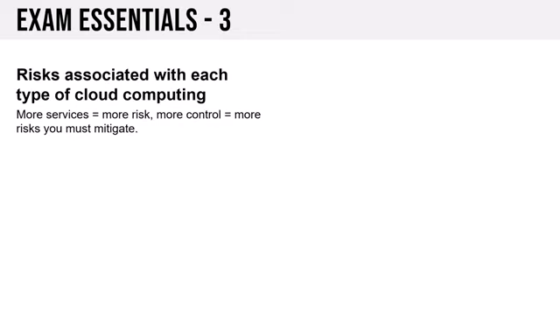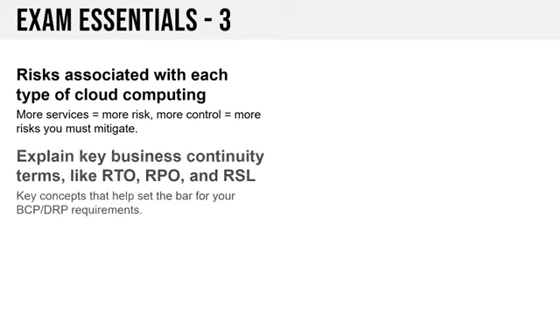We have risks associated with each type of cloud computing. Essentially, more services generally equals more risk, and more control over your environment means more risks you are responsible for mitigating. It goes back to that shared responsibility model we first talked about in Domain 1, and we'll touch on here again in this session in multiple respects.